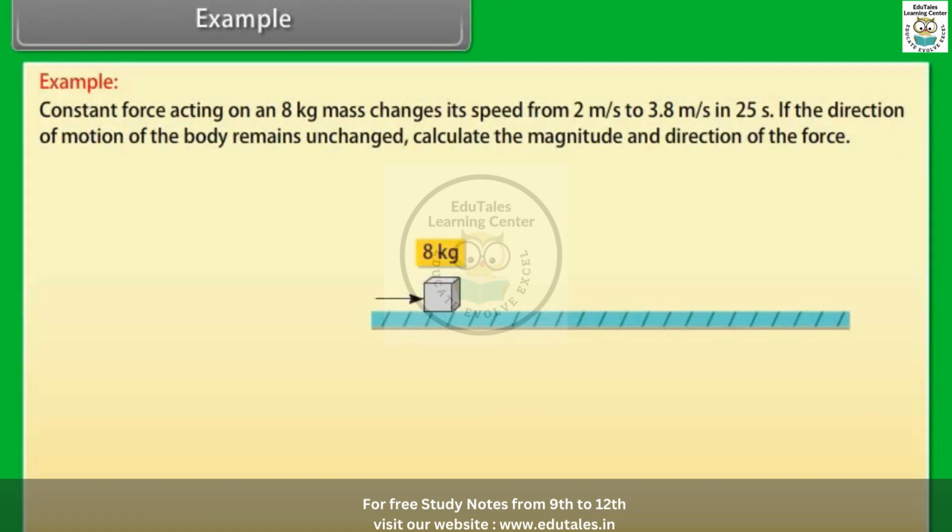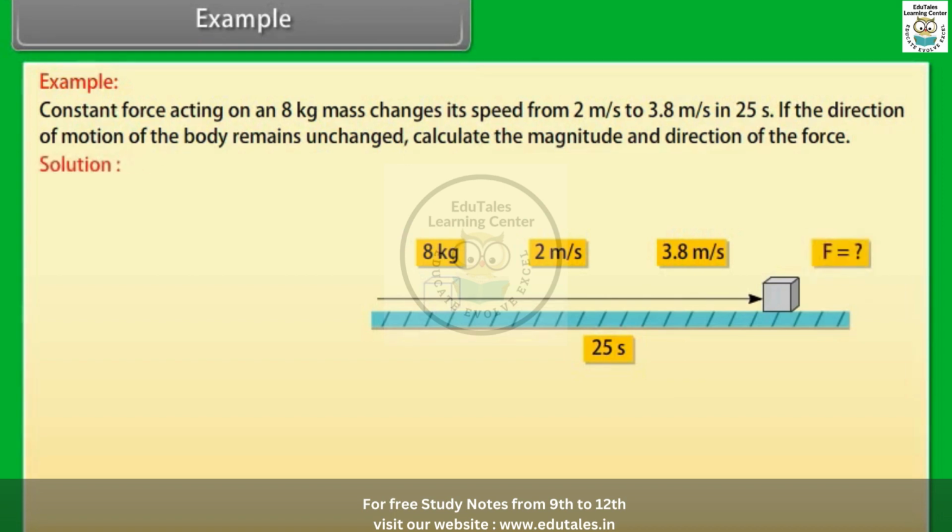Example: a constant force acting on an 8 kg mass changes its speed from 2 meter per second to 3.8 meter per second in 25 seconds. If the direction of motion of the body remains unchanged, calculate the magnitude and the direction of the force.